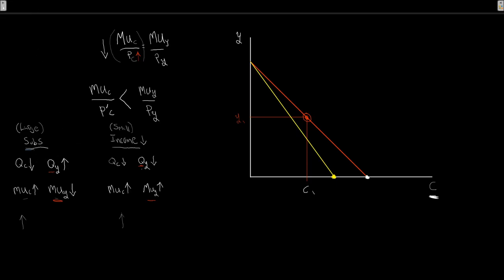So let's see what happens. Let's first take a look at our substitution effect, in blue. And then we'll take a look at our income effect in green, and see what that works out to. So first we have the substitution effect. That's going to work out to say, hey, we're going to be increasing our everything else. That means we're giving away cookies. So substitution effect, less cookies, more everything else.